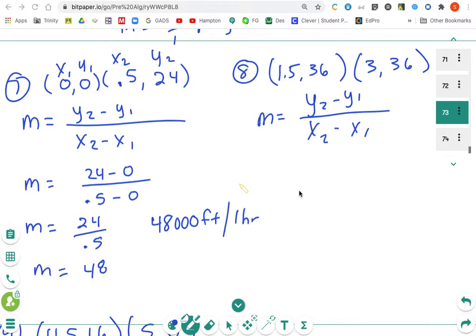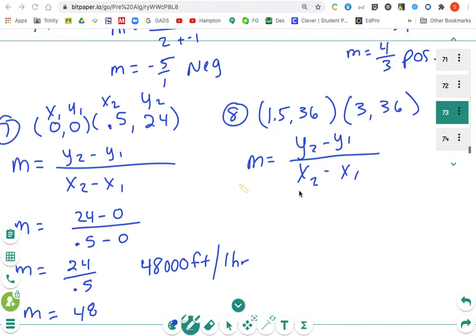All right, so take a look at number 8. Number 8, the same thing. Find the rate from 1 hour and 30 minutes. So we're going to have to write the 1 hour and 30 minutes as 1.5 because 0.5 is half an hour. And then it goes to 3 hours. So that one we can just write as 3. Oops. This is y1.